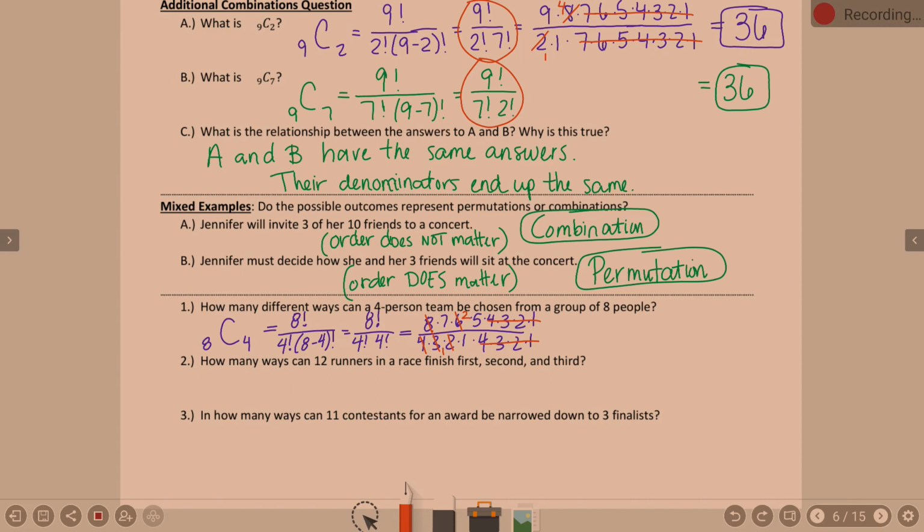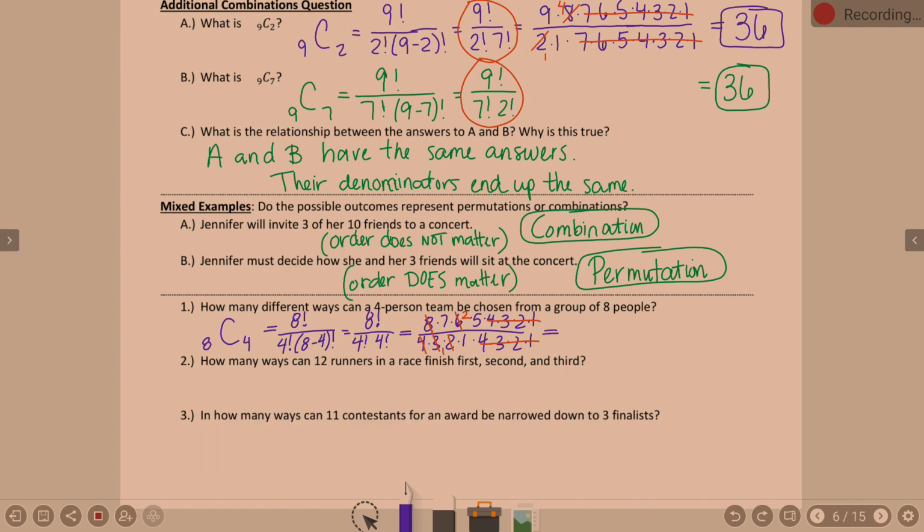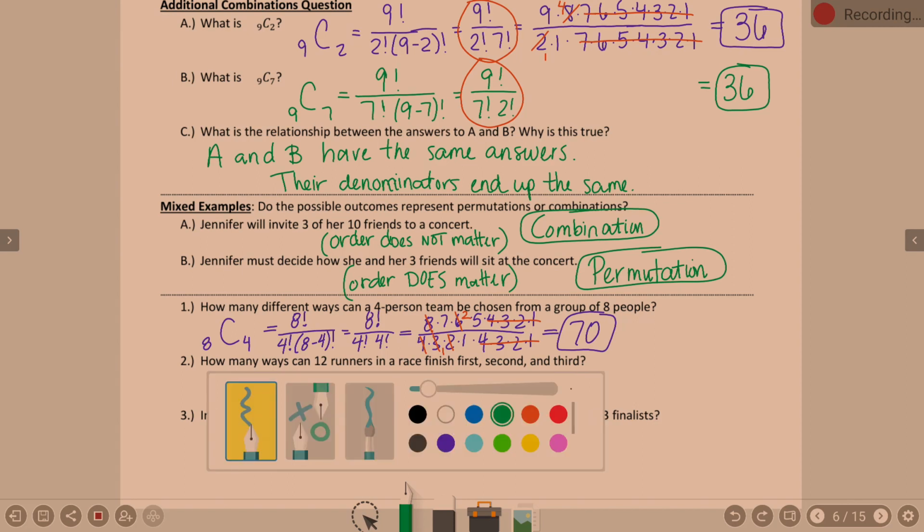So the way mine reads, I see 7 times 5 times 2. 7 times 5 is 35. 2 times 35 is 70. Ultimately, it matters. Did you end up with the same answer? Okay.